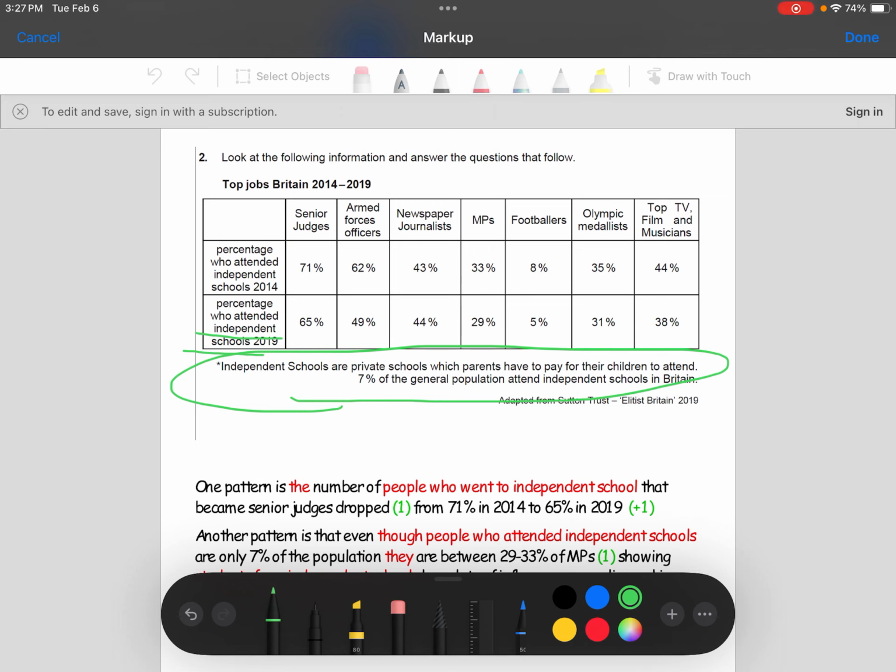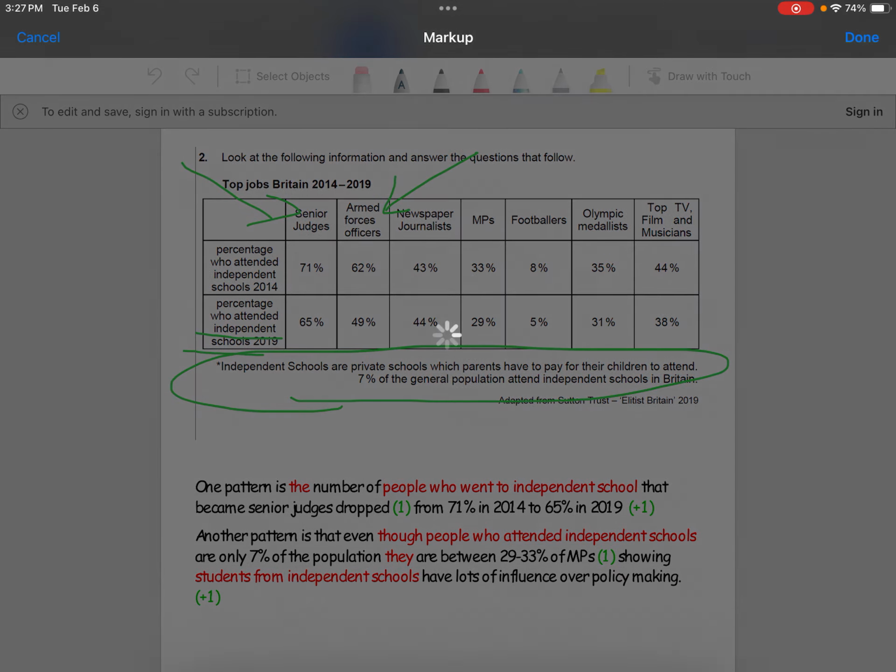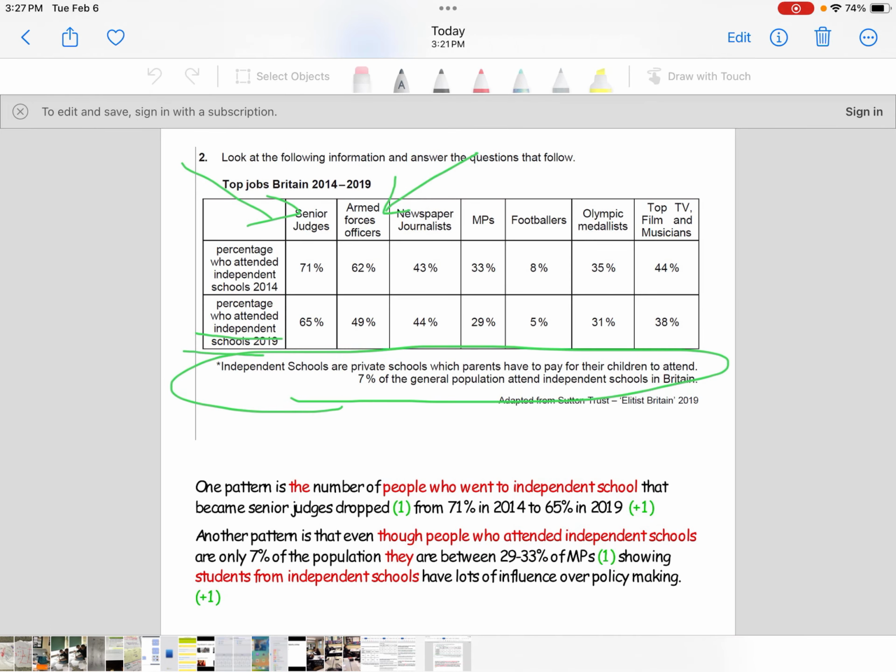Well, don't just say that. Use the information from the top. Say senior judges, for example. Talk about armed forces officers. Use the actual phrases and words that are being used to structure the table. Otherwise, the examiner is not going to be able to see what you're actually trying to write about.